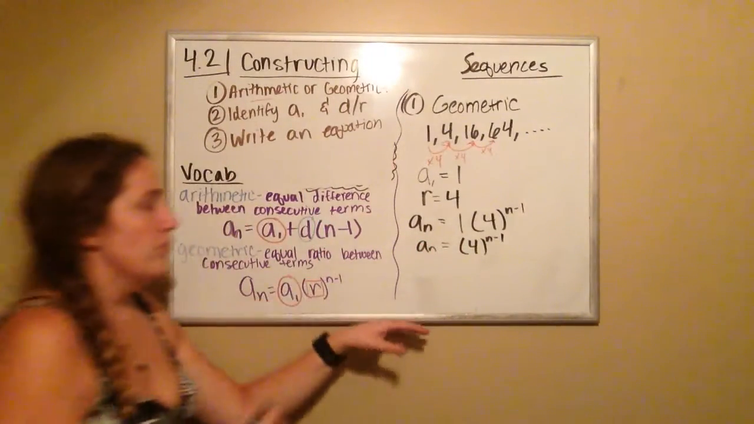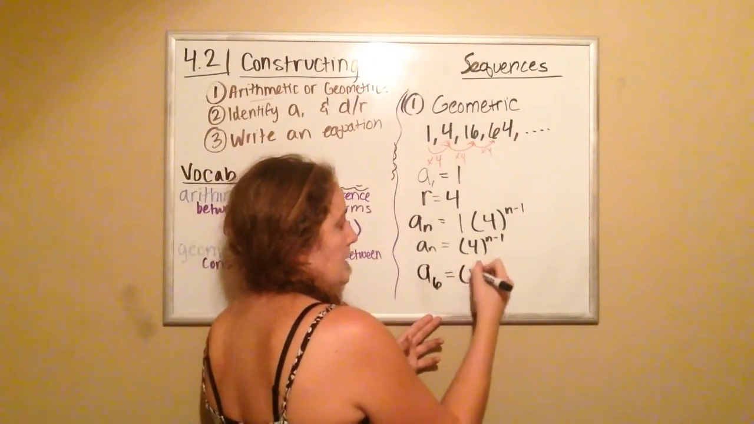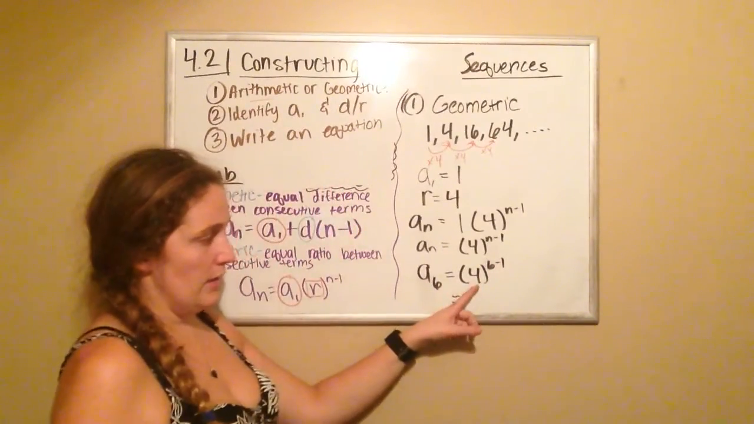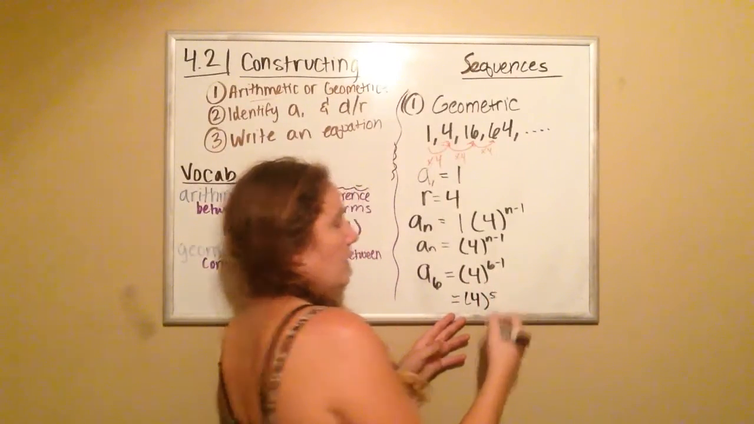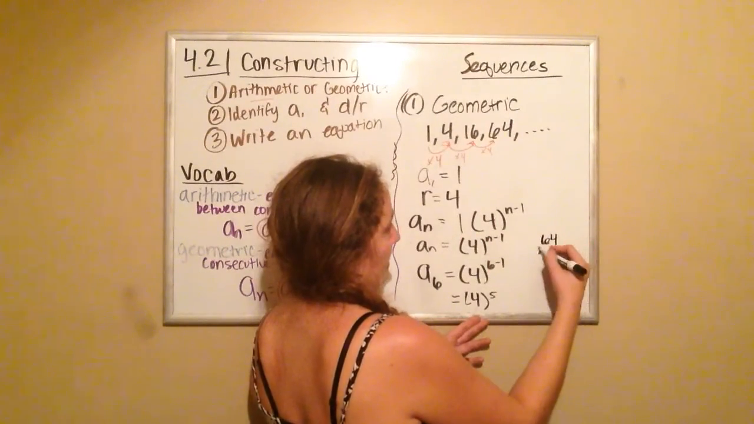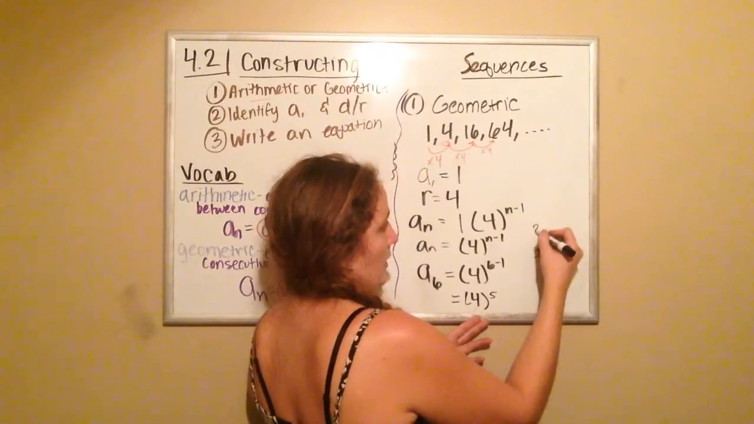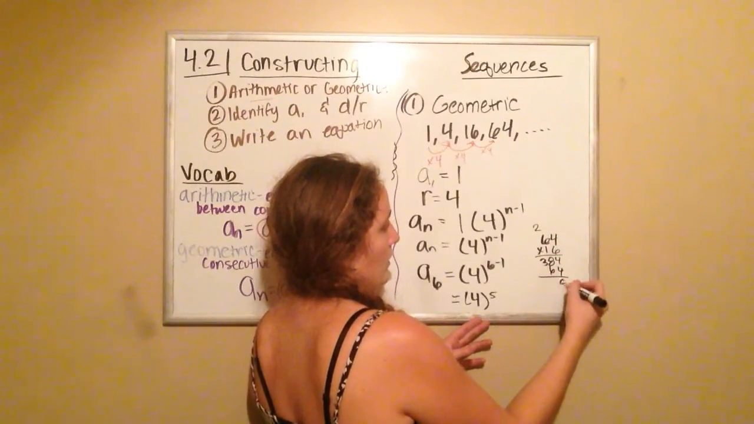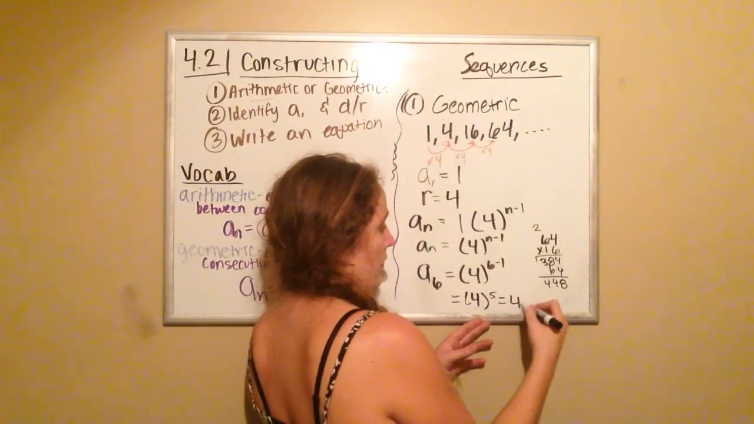And if I ask you to find the 6th term, we would plug a 6 in for n. Then using PEMDAS, we can't do anything in the parentheses, so we go to the exponents and solve that out. We get 4 to the 5th power. I'll work this out really quick. You should get 448.